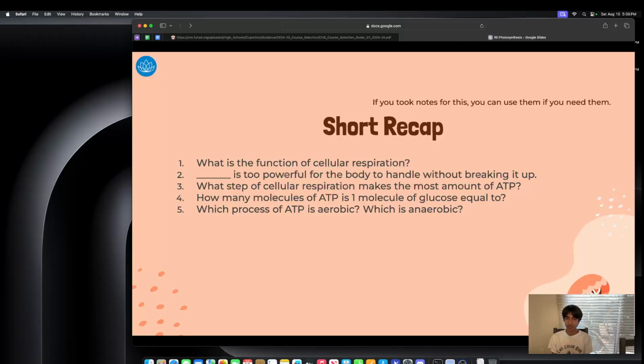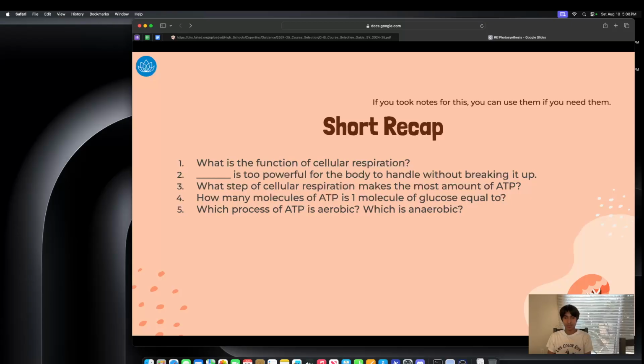Which step of cellular respiration makes the most ATP? If you remember, it's ETC, the electron transport chain, because all of the high energy electrons go into this process and power 32 out of 36 ATP molecules. Because of that energy, we are able to produce all of those ATP molecules. Then how many molecules of ATP is one molecule of glucose equal to? Yes, it is equal to 36 molecules.